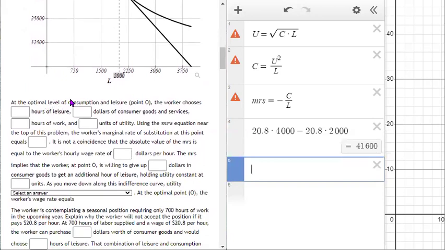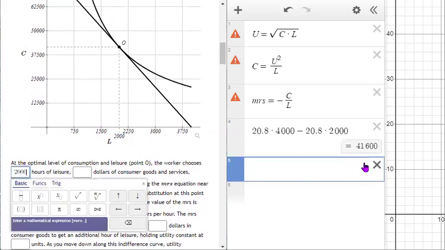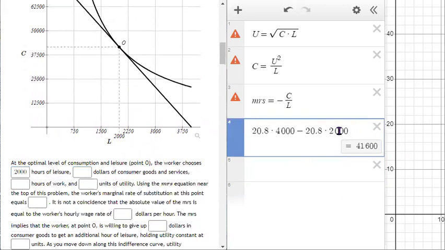Now, at the optimal level of consumption and leisure, point O, the worker chooses 2,000 hours, whatever that is in your model. In my model, this worker chooses 2,000 hours of leisure, and I plug it into my budget line here. And so this is the wage, right here, and this is our time constraint. So my consumption level is 41,600.